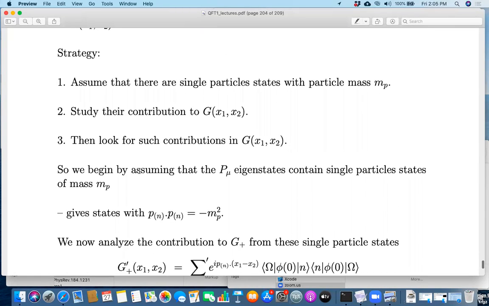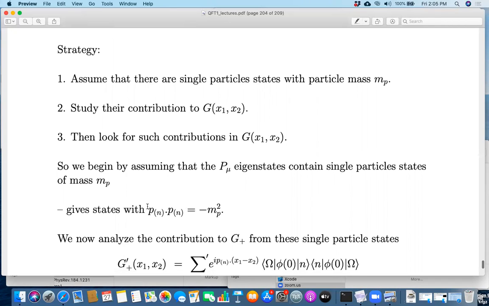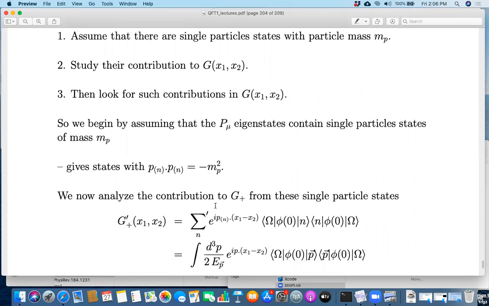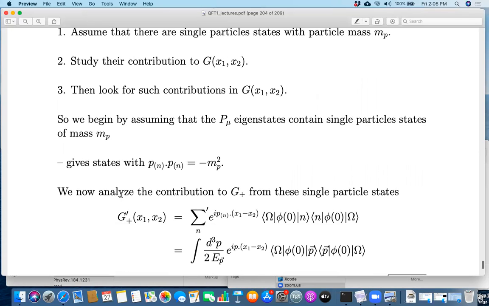So for this, we begin by assuming that the P^μ eigenstates contain single particle states of mass m_P, which means that there are states with P_n · P_n, or P_n², equal to -m_P². And now let's proceed and analyze the contribution to G₊ from these single particle states.